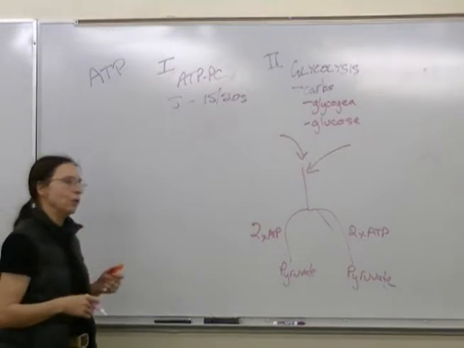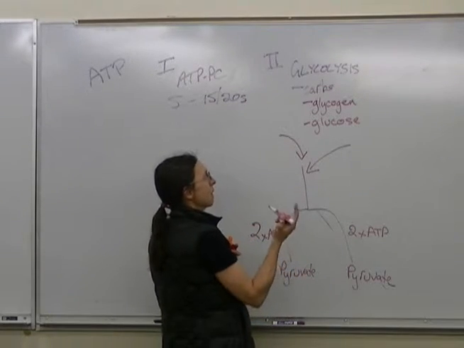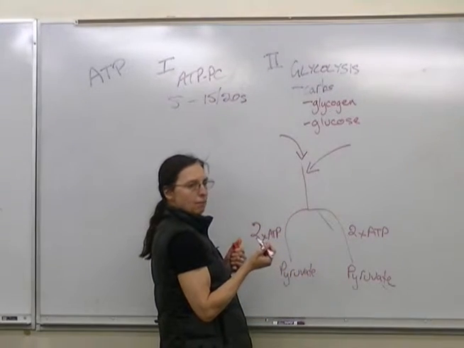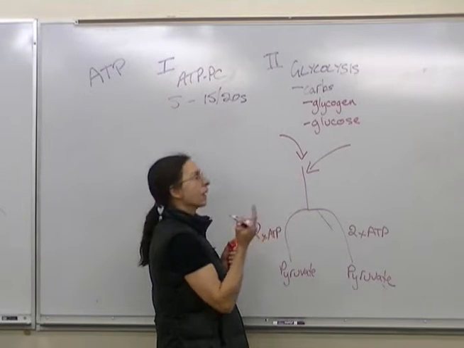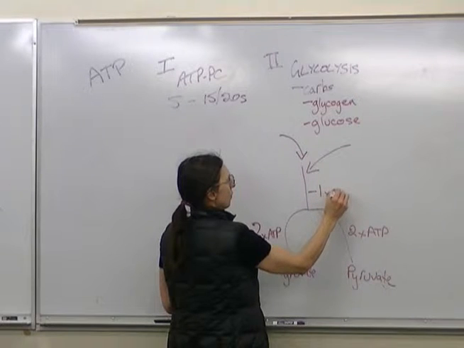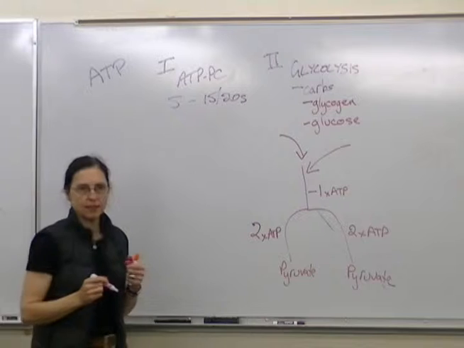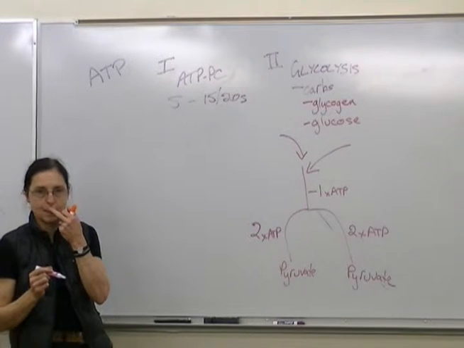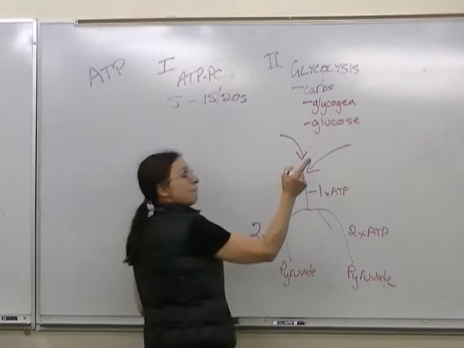How many do I use? 2. Use 1. When do I use 1? To get rid of the ATP. Okay, so I'm going to use an ATP. When else do I use an ATP? When you have to replace it with glucose.